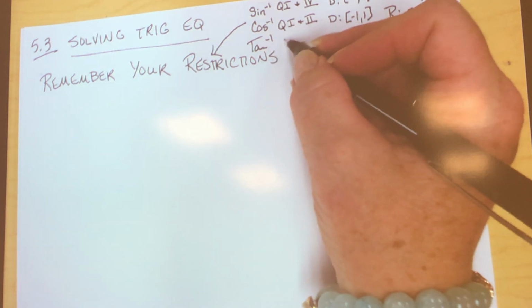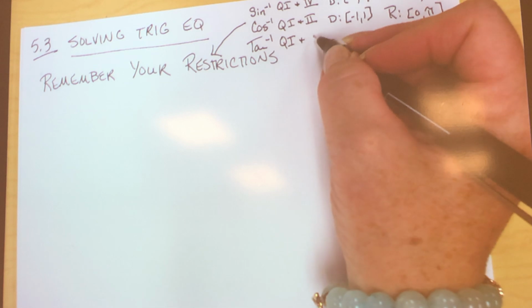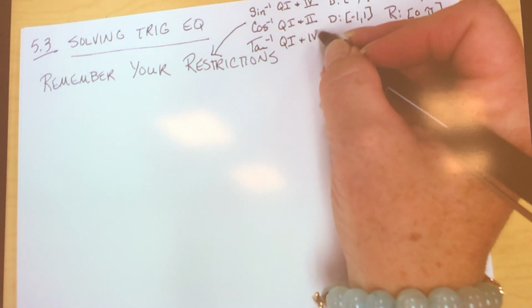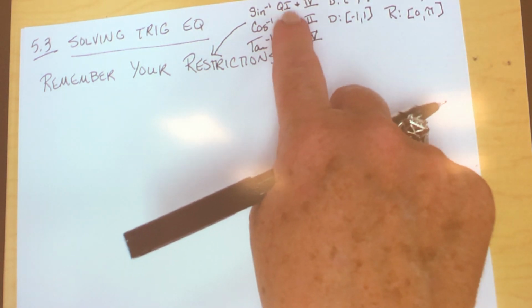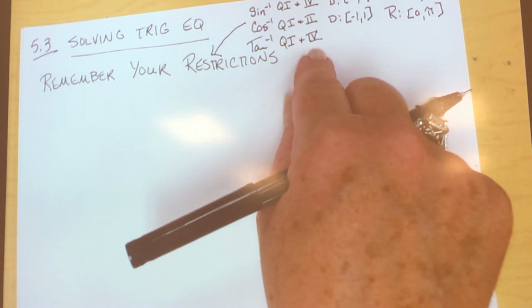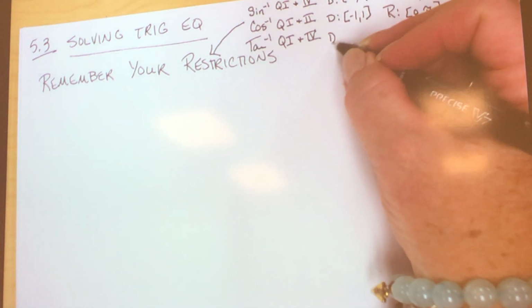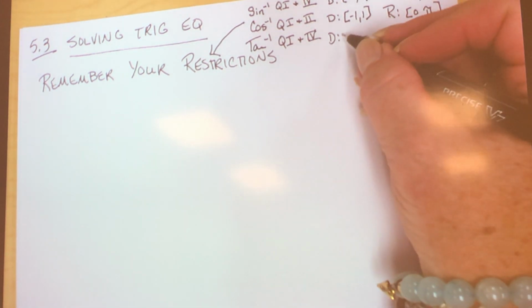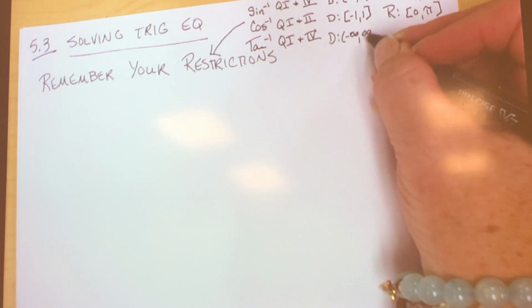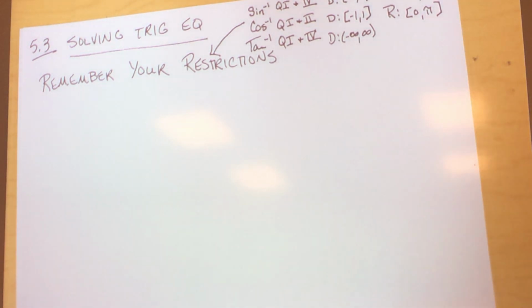So inverse tangent quadrants. 1 and what? 4. 1 and 4. He's just like the sine. Okay? If he's positive, he's in quadrant 1. If he's negative, he's in quadrant 4, and you're just going to slap a negative sign on it. Okay? What about his domain? Negative infinity to positive infinity. So he really has no restrictions on there. He can be anything. You with me?